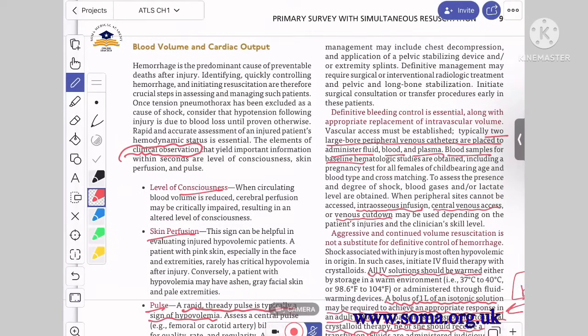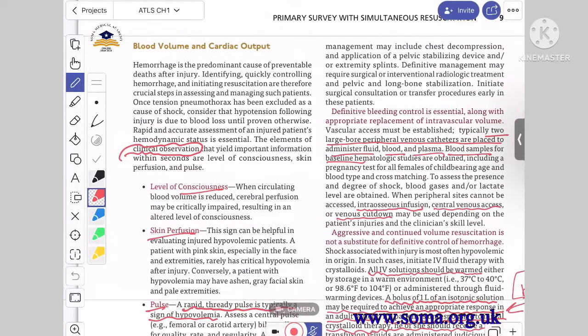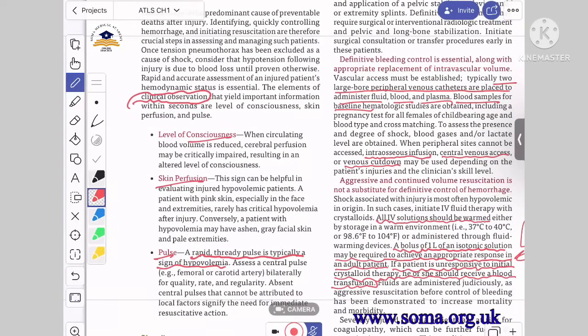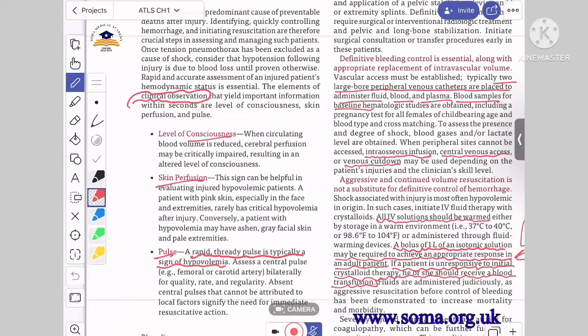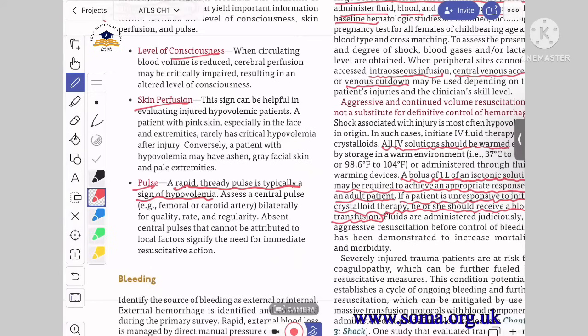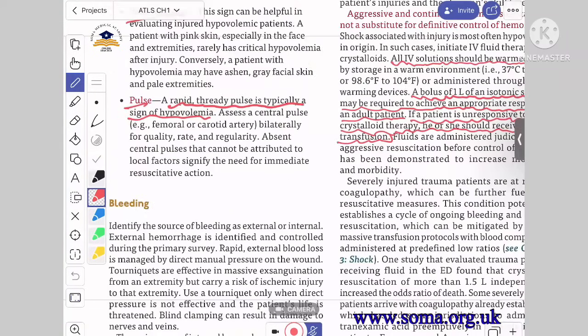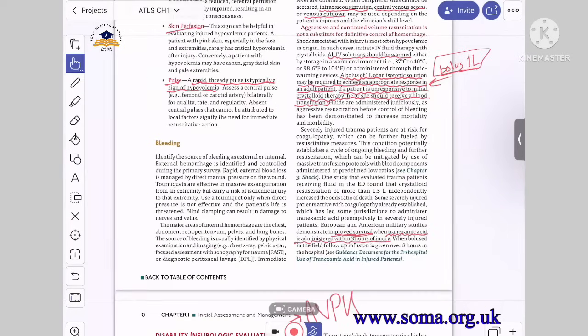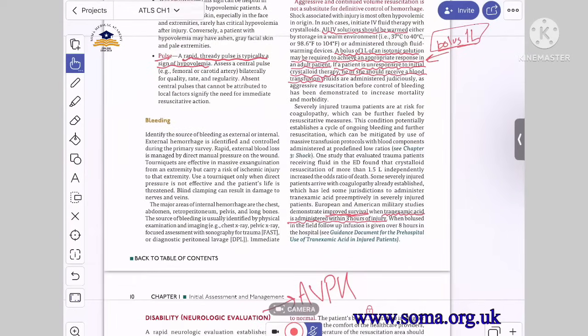Now, some clinical observations to be seen in a patient with shock, which we will discuss also in the chapter on shock for more details: level of consciousness of the patient, skin perfusion, and pulse. Let me say a rapid, thready pulse is typically a sign of hypovolemia. Regarding bleeding, we also spoke about how to control the bleeding.